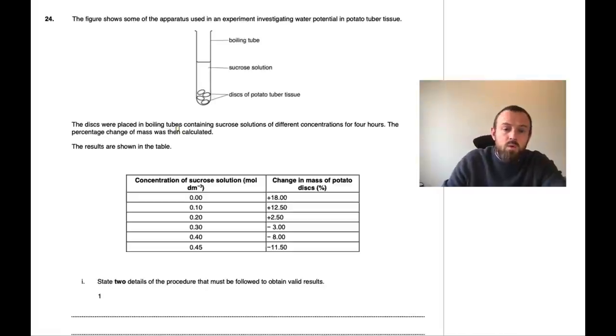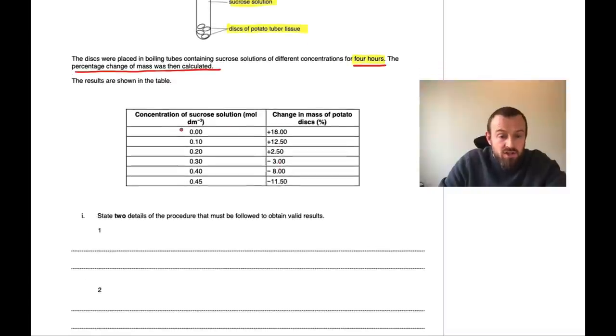We've got discs of potato tuber tissue in the tube, and we're looking at water potential in potato tuber tissue. We've got some sucrose solution, a boiling tube, and discs within that sucrose solution. It says the discs were placed in boiling tubes containing sucrose solutions of different concentrations for 4 hours. There's some information, 4 hours, it might be useful, it might not be, but let's highlight it. Percentage change of mass was then calculated. Here we have the concentration from zero up to 0.45, and here we have the change in mass.